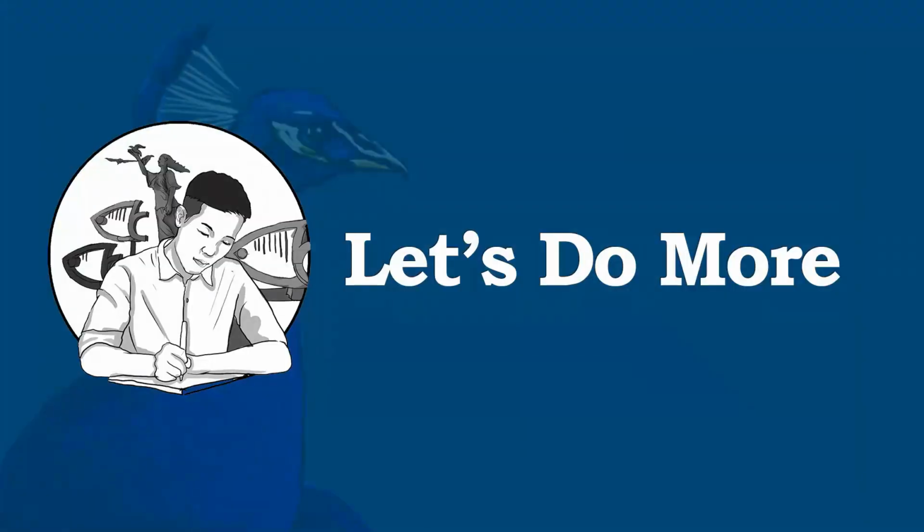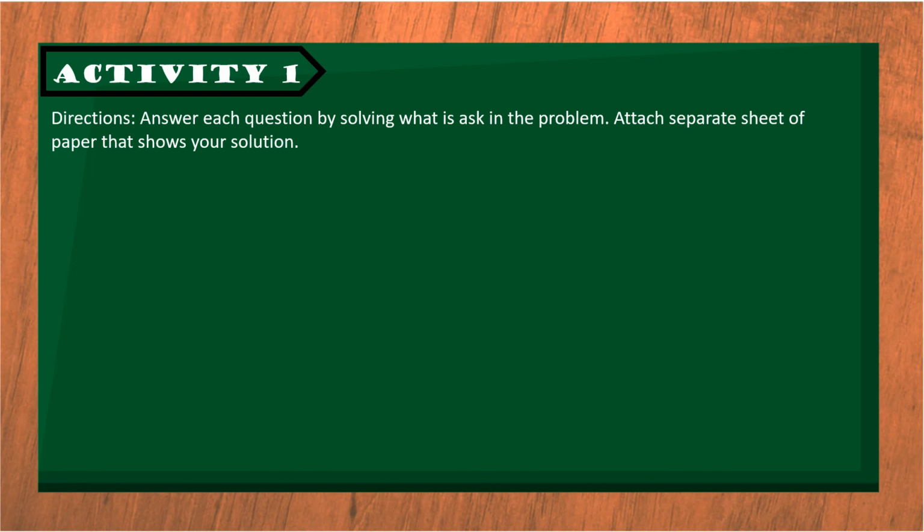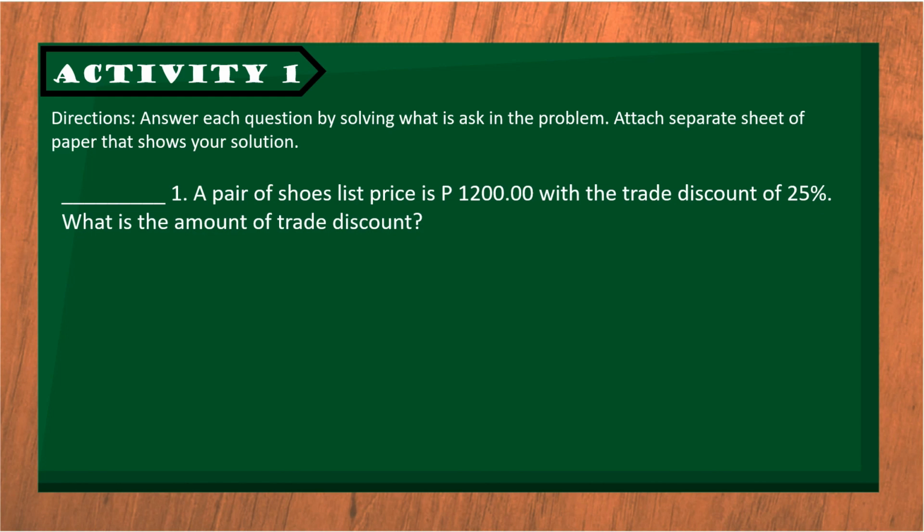Please open your learning activity sheets because we will answer activity 1 and let's do more part. Activity 1. Directions: answer each question by solving what is asked in the problem. Attach a separate sheet of paper that shows your solution. Number 1. A pair of shoes, list price is 1,200 pesos with a trade discount of 25%. What is the amount of trade discount?